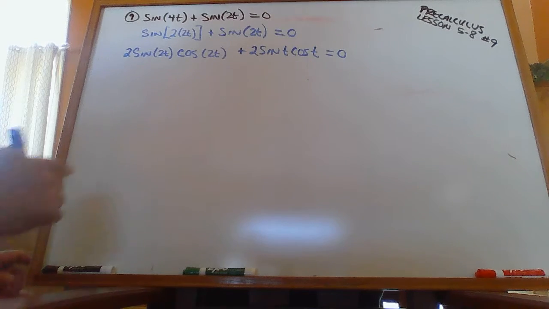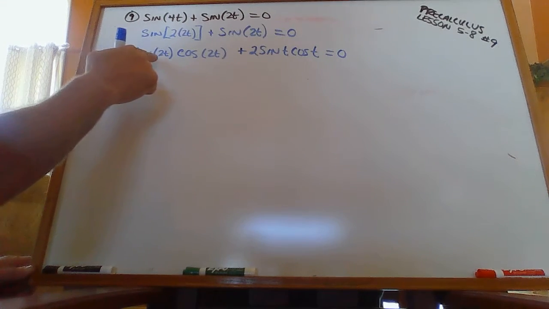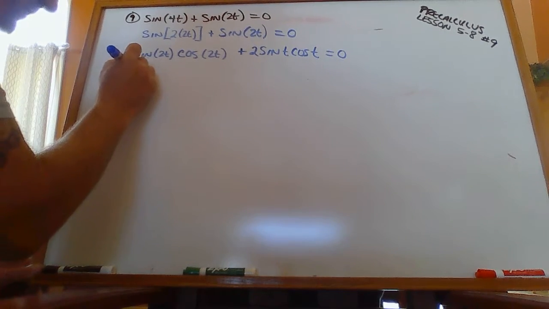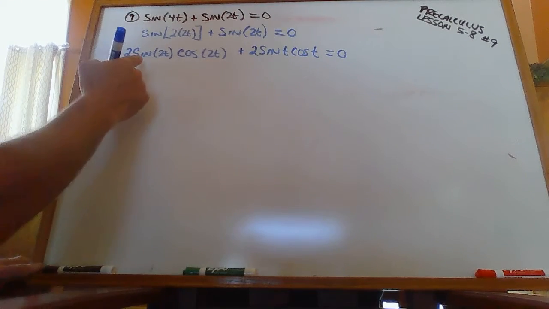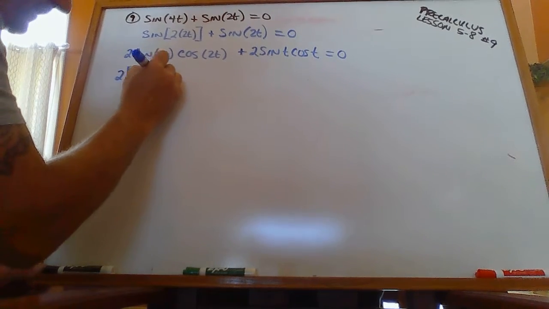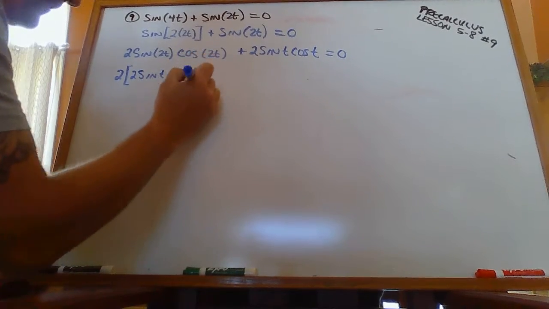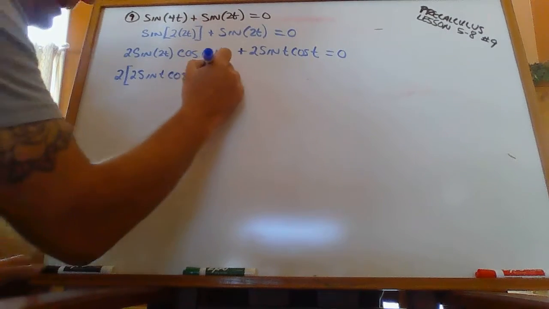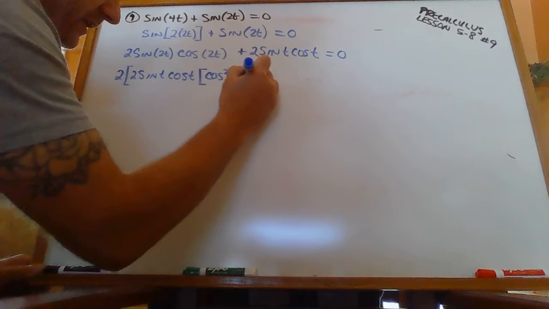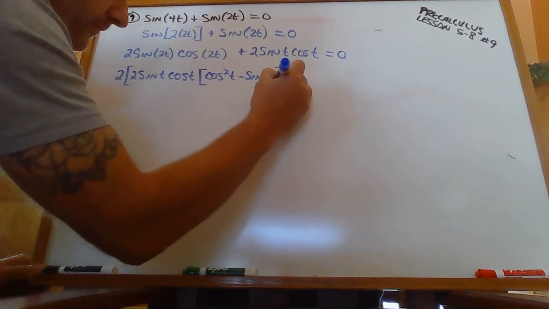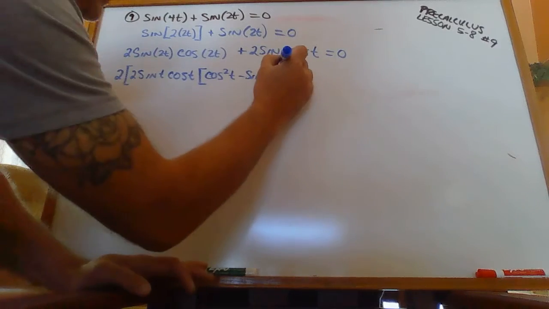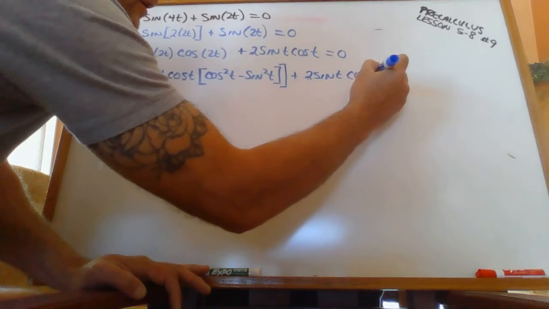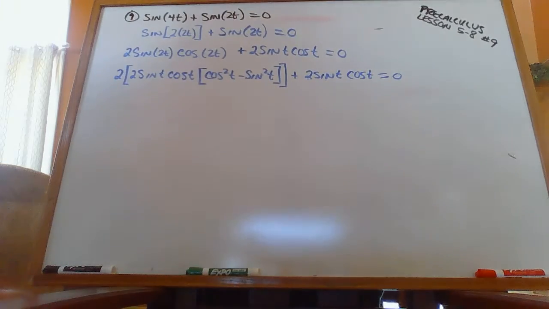And now I've got to do the same thing again right here. I got to do the double sine problem again. So this is going to be 2 times, and then this is going to be 2 sine t cosine t times the double cosine formula. That's going to be cosine squared t minus sine squared t. You can get those right off your formula sheet. Plus 2 sine t cosine t equals 0.